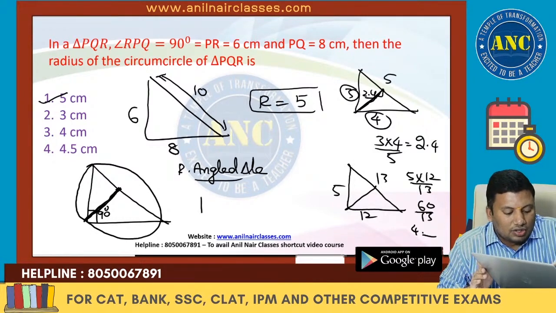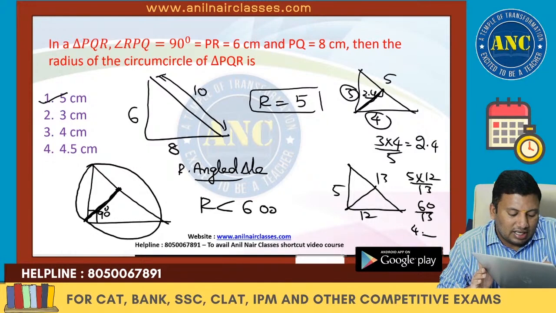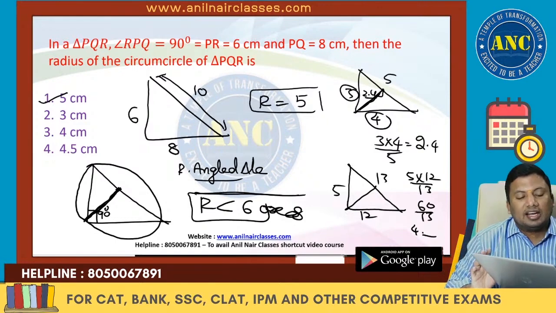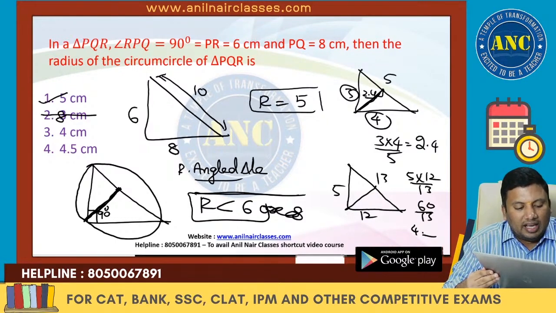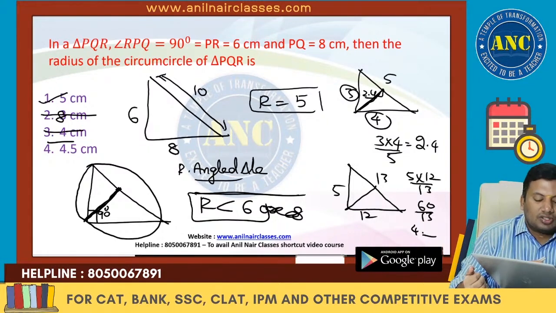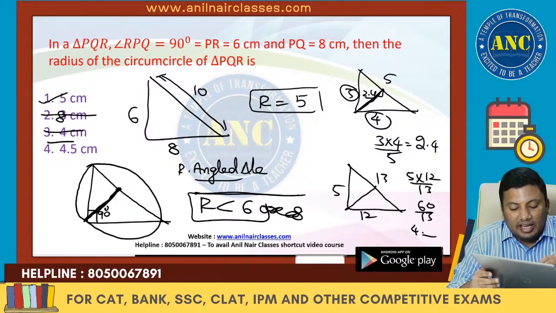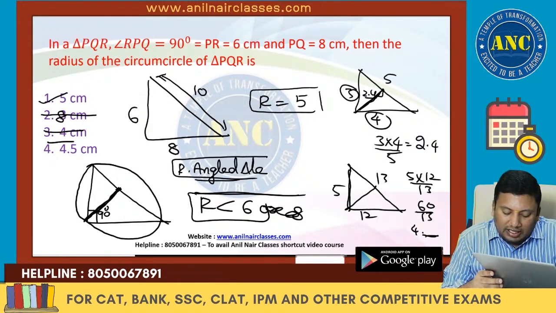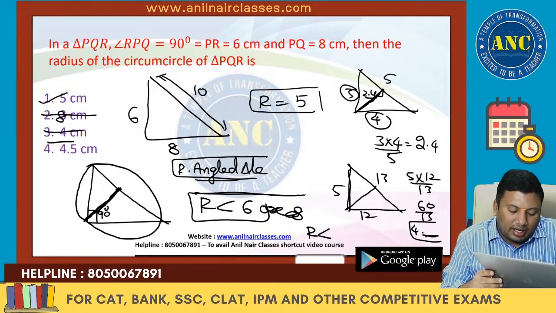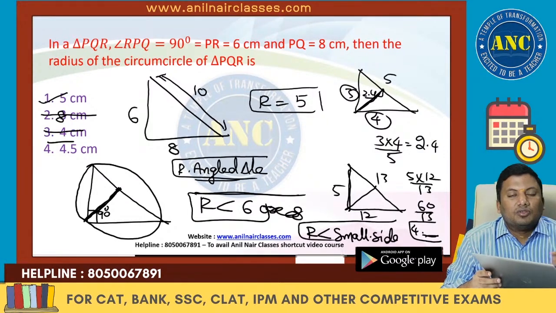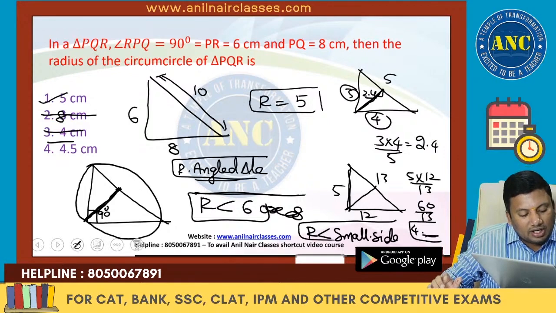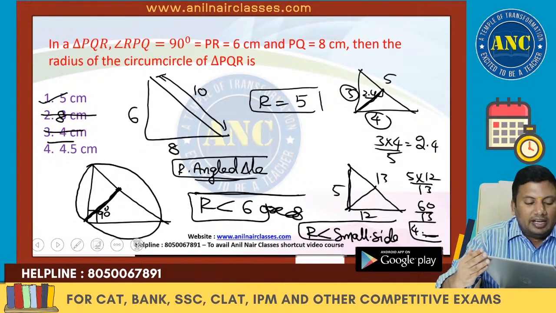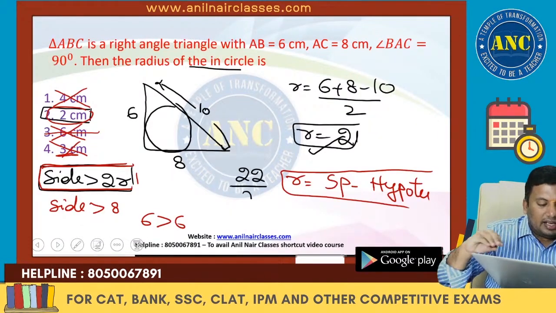I hope it is clear. So R is always less than 6 or 8. In fact, it is less than the smaller value. R is less than 6. If there is an option 8, eliminate it. Circumradius is always less than the smallest side in a right angled triangle. In a right angled triangle, if it is 5, 12, 13, then 60 by 13 is 4 point something. So the circumradius is always less than the smallest side of a right angled triangle. This will help us in eliminating some answer options. I hope the idea is clear.